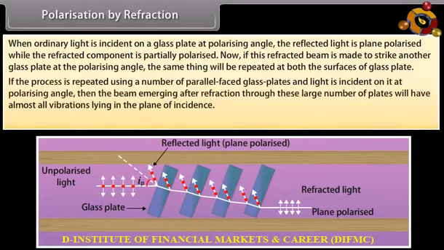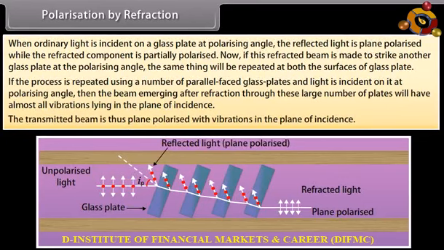If the process is repeated using a number of parallel faced glass plates and light is incident on it at the polarizing angle, then the beam emerging after refraction through this large number of plates will have almost all vibrations lying in the plane of incidence. The transmitted beam is thus plane polarized with vibrations in the plane of incidence.